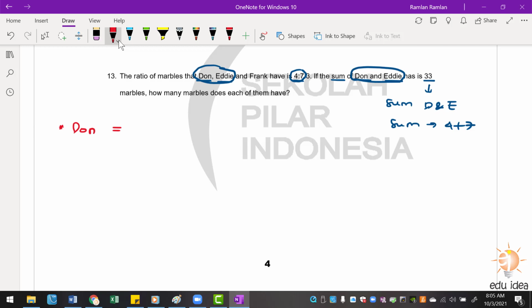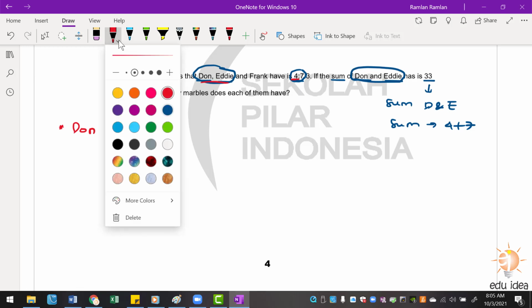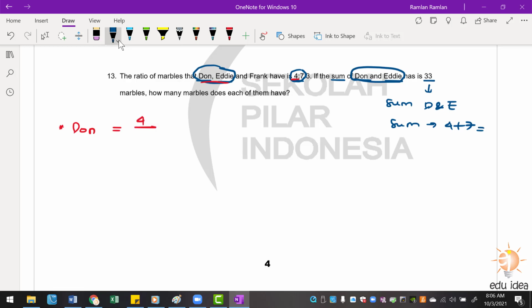marbles, that will be equal to, because Don is represented by this 4, so it's going to be 4 over... the one that we are summing is this 4 plus 7, which is equal to 11, right? So it's over 11, not adding all of them, but adding just Don and Eddie's. So 4 of 11, and then times 33, because we know that the sum of Don and Eddie's marbles is 33. So we can cancel this 11 and 33, so it's 1 and 3, and then we'll get 12.